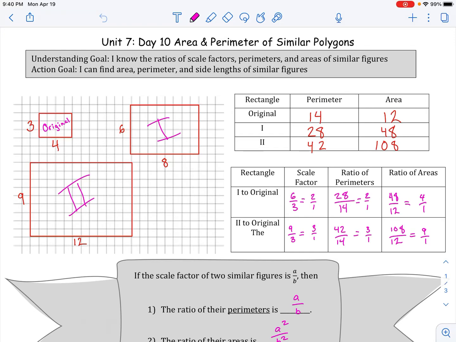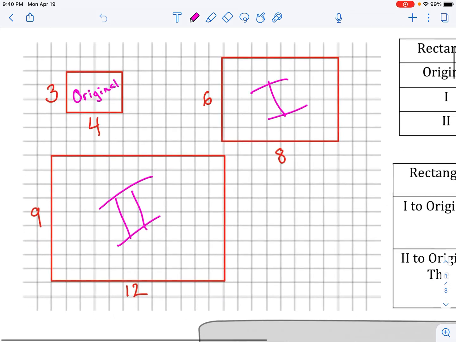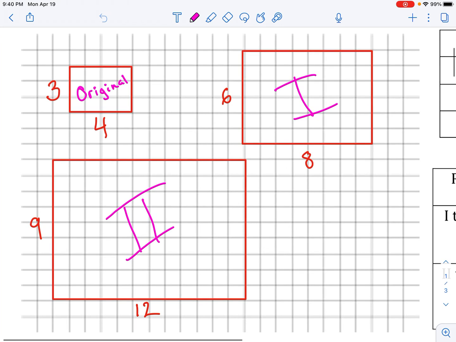This is Unit 7, Day 10. We're going to talk about area, perimeter, and how they relate with similar polygons. So to start, I have just drawn three rectangles that are all similar rectangles. If you remember what similar means, basically all of their angles are the same and their sides are proportional.